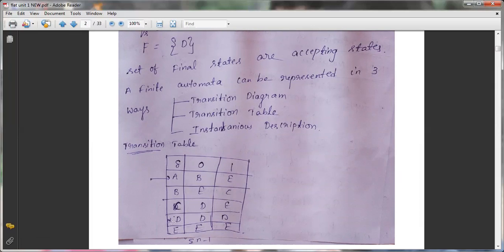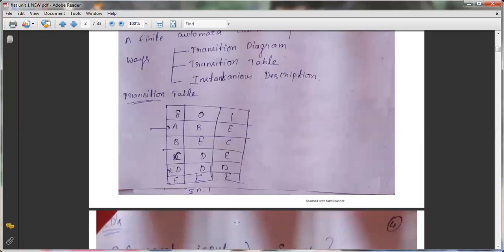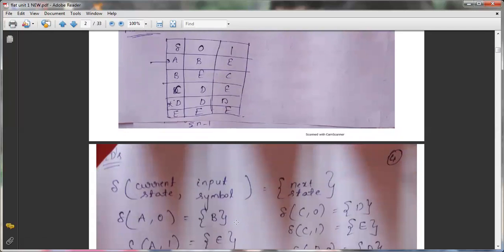And here the arrow mark is the initial state. The star mark is the final state. So here I am going to represent the star mark, and that will be the final state. D on 0 is going to D. D on 1 is going to D. E on 0 is going to E. E on 1 is going to E here. That is the transition table.